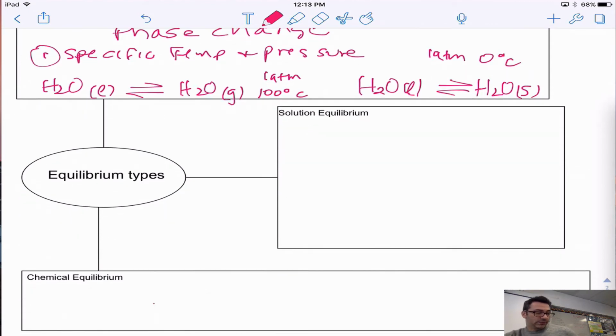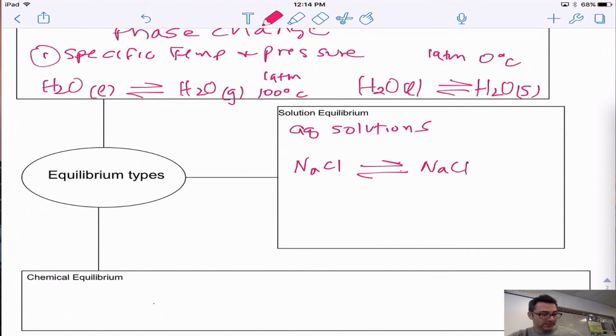The next type of equilibrium is solution equilibrium. And here we're going to mainly be dealing with aqueous solutions. So if we take something like NaCl and we dissolve it in water, we form NaCl aqueous.